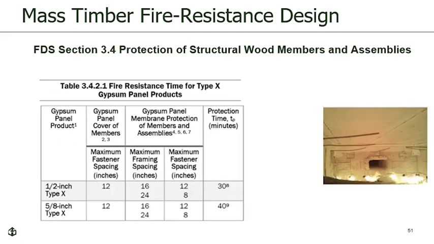Table 3.4.2.1 of the FDS quantifies the protection time provided by varying thicknesses of Type X gypsum panels. These times are associated with specific attachment schedules of the gypsum as specified in the table. Each layer of 5/8 inch Type X gypsum provides 40 minutes of protection, while each layer of 1/2 inch Type X gypsum provides 30 minutes of protection.